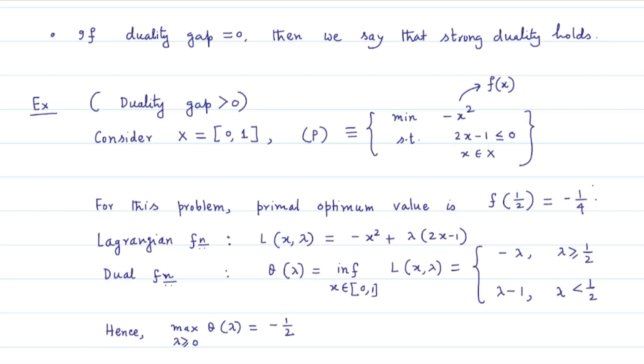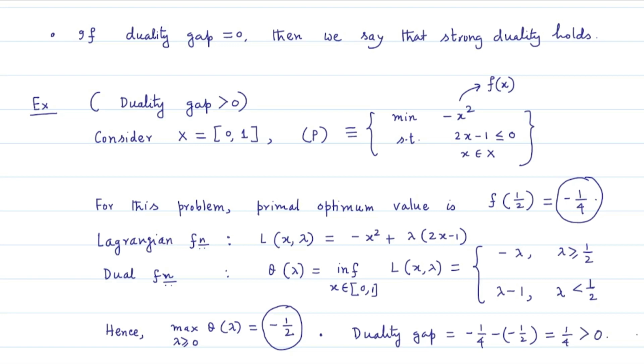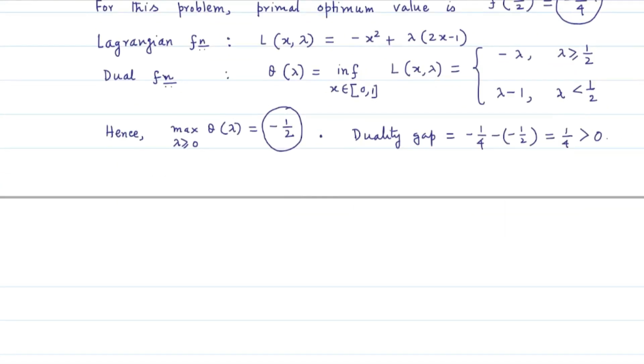So we see that the primal optimum value is minus 1 by 4, the dual optimum value is minus half, and hence there is a duality gap, which is given by the difference between these two values, that is minus 1 by 4 minus minus half, which is equal to 1 by 4, a positive quantity. Let me now also mention an example where there is no duality gap.